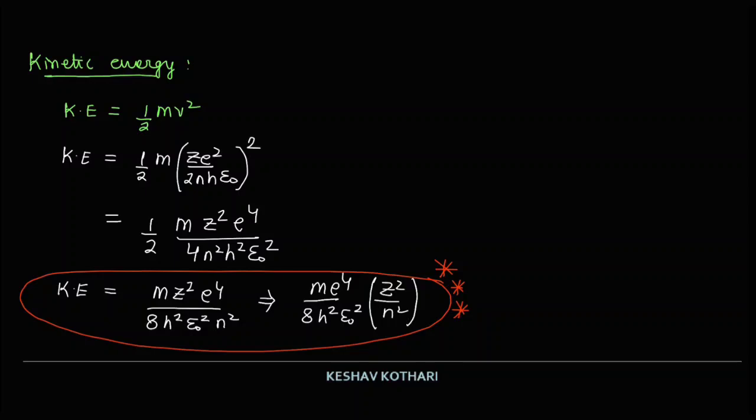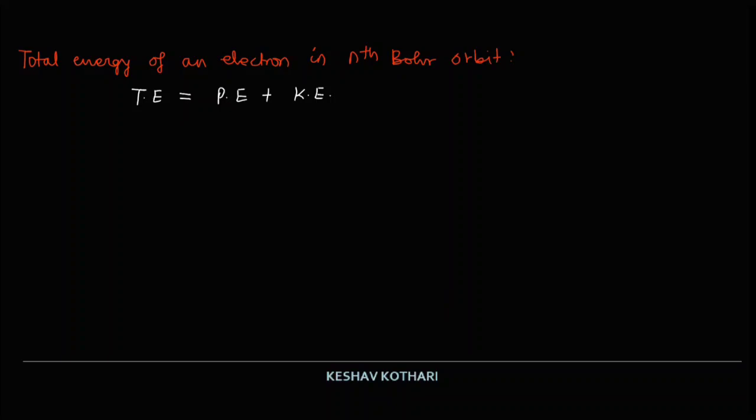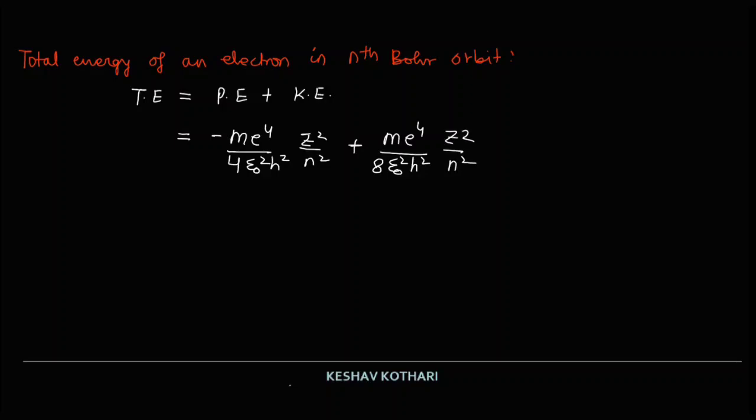So if I substitute these two values over here, I can write that the total energy is equal to minus m e to the power 4 upon 4 times epsilon naught square h square z square by n square plus the kinetic energy value, which is equal to m e to the power 4 upon 8 times epsilon naught square h square z square by n square. So from here we can say that the total energy is turning out to be.